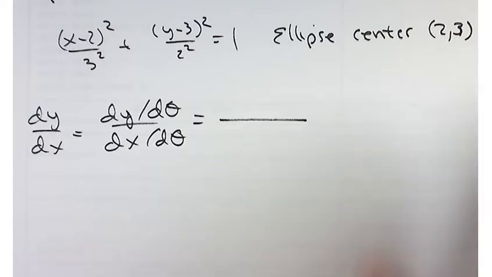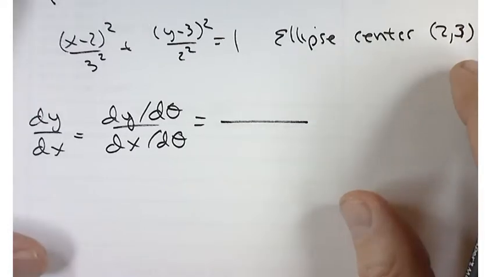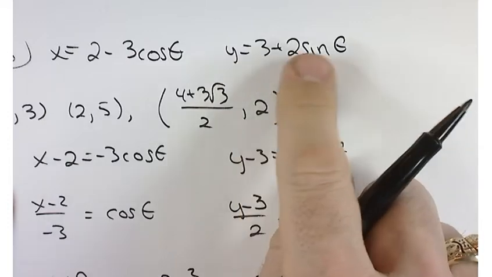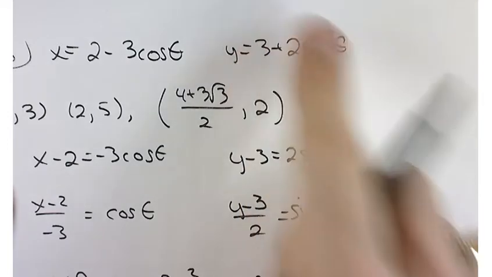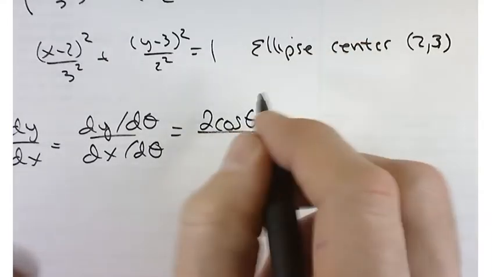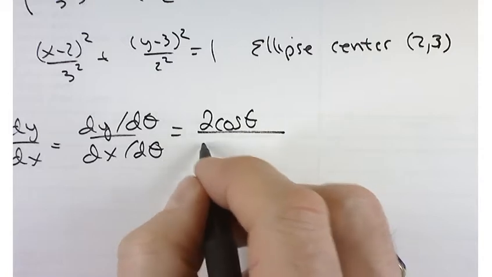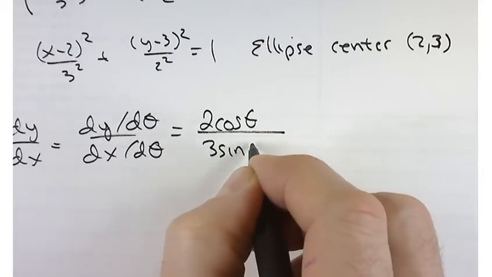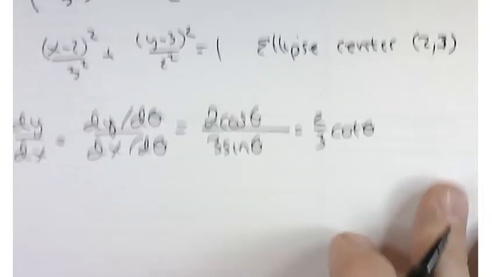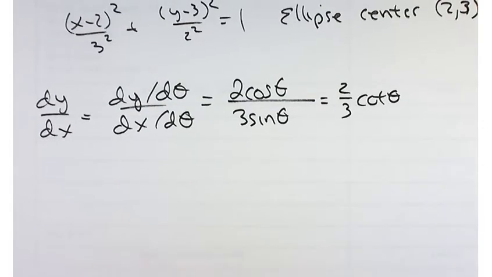Let's start with dy by d theta. What's dy by d theta going to equal? Right, if you go up here and differentiate with respect to theta, it's going to be 2 cosine of theta. The 3 disappears with the derivative. So 2 cosine of theta. And likewise, we'll have 3 sine of theta. Remember, derivative of cosine is negative sine. So dy by dx is 2/3 the cotangent of theta. Great. That's the slope of the tangent line.